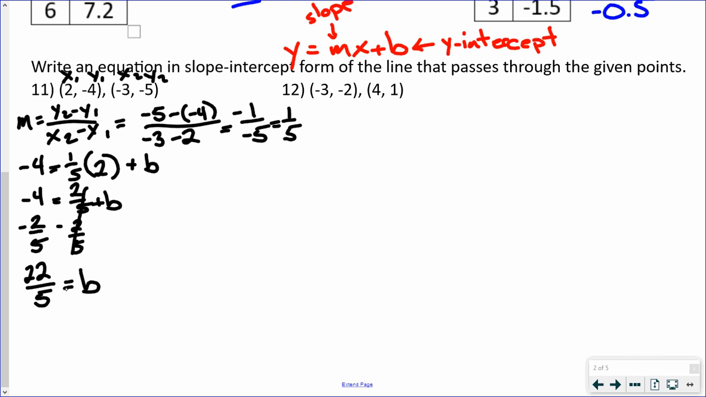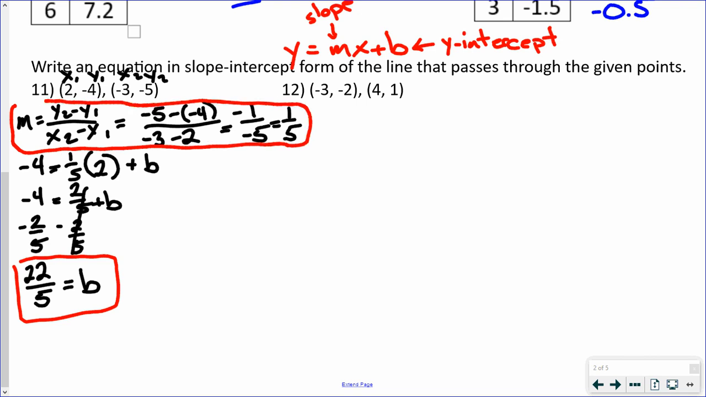And remember, in algebra, we're okay with improper fractions. So there's my b value, and here's my m value. And remember, that's what I needed to write this equation in slope-intercept form. And so now I just write the equation y equals mx, m is 1/5, plus b, which is -22/5, and that's the answer.